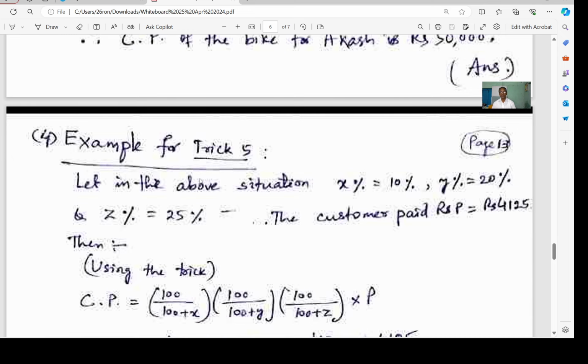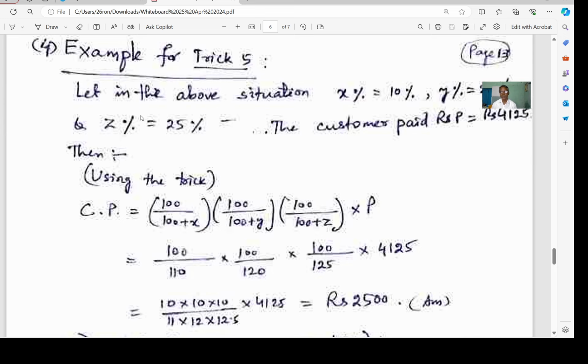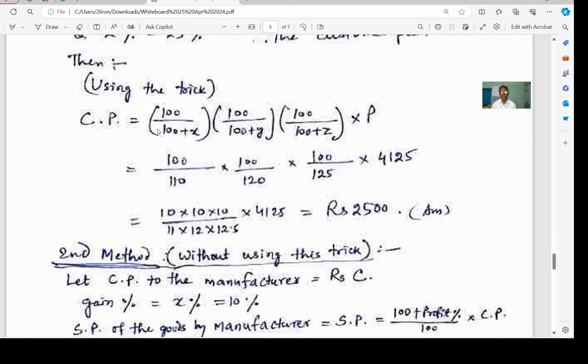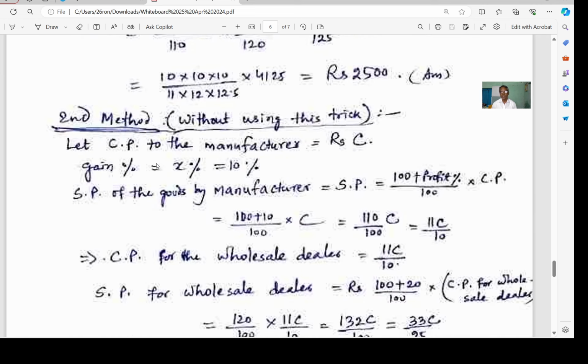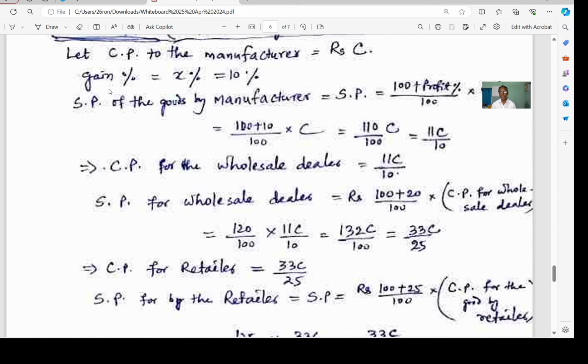Example 4, to use trick 5 or formula 5. Let in the above situation x percent equal to 10%, y percent equal to 20%, z percent 25%. The customer paid rupees 4,125. Using this trick, we have already used this formula, so it need not be explained again. And the second method is without using the trick. That means by unitary method we can solve it.